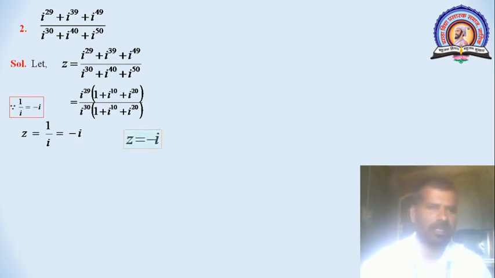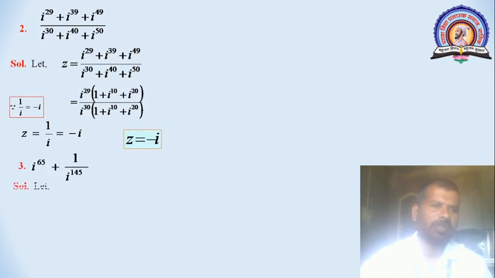Using laws of indices, i^29 upon i^30 becomes 1 upon i. We know that 1 upon i is -i. Therefore z = -i is the required answer.